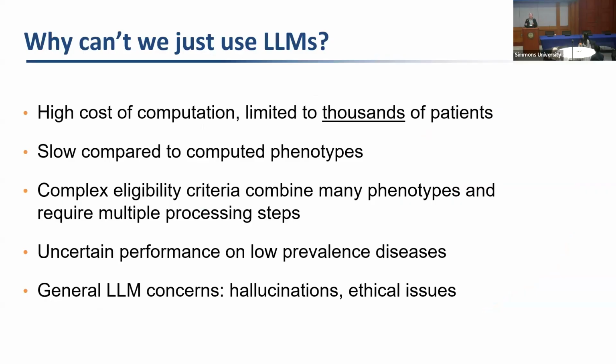The LLMs are slow relative to these computational phenotypes, which I can run on millions of patients in a matter of hours. When you get to complex eligibility criteria that are combining many different kinds of phenotypes, the processing gets even more complicated for large language models. There's uncertain performance in LLMs when you're looking at low prevalence diseases, and the general issues about LLMs that we heard about all morning: values, hallucinations, ethical issues, and so on. Computed phenotypes are very predictable. It's a model that's giving me the exact same score every time I run it on the patients.